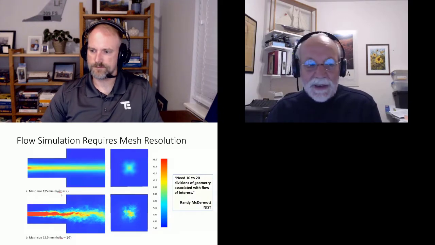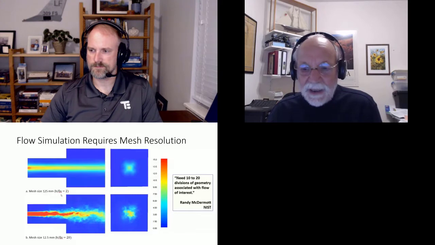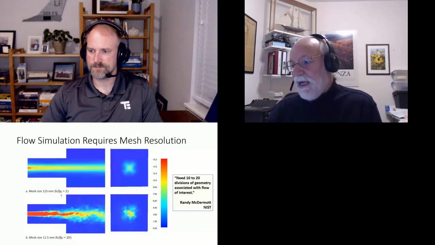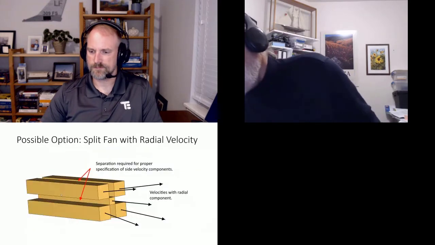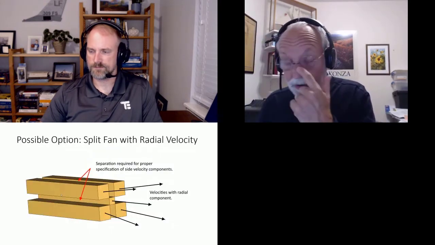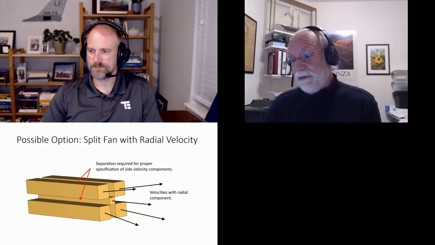When you pick your mesh size, you need to decide what is your area of interest in the flow, and then you need to have 10 or 20 divisions in that region in order to do a good capture for it. So that is really difficult because those meshes, as you saw, are 12.5 millimeters, so you just can't use those mesh sizes every place.